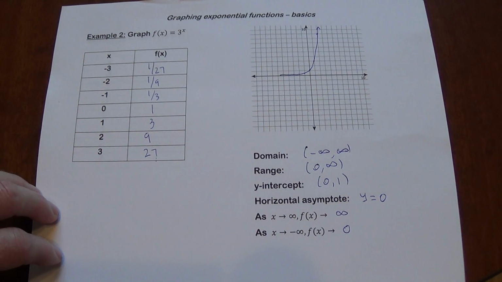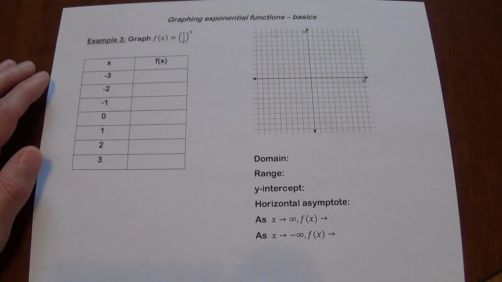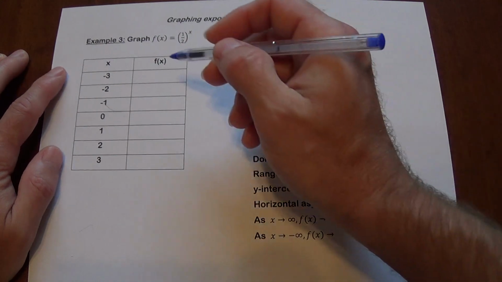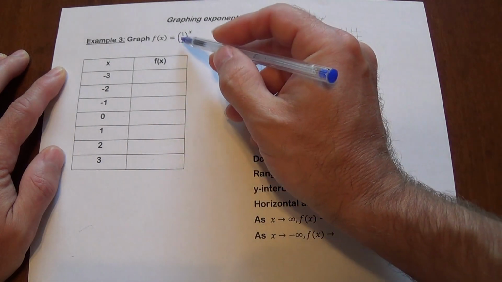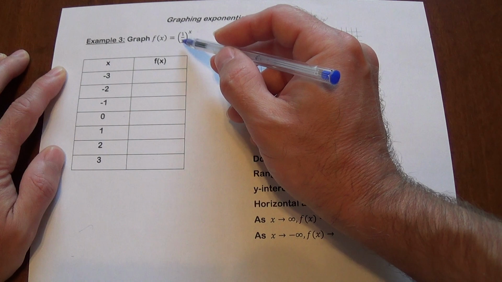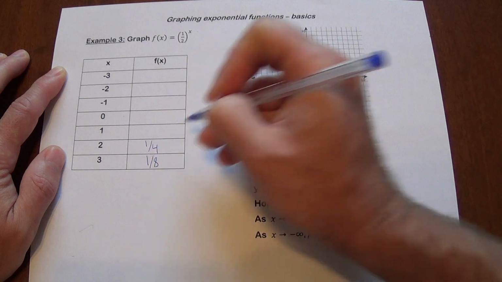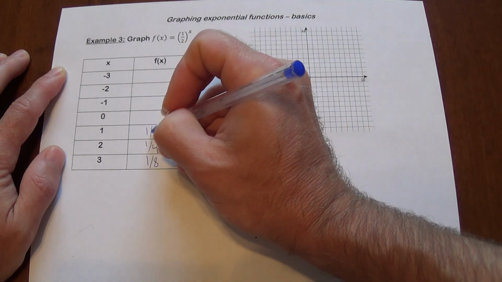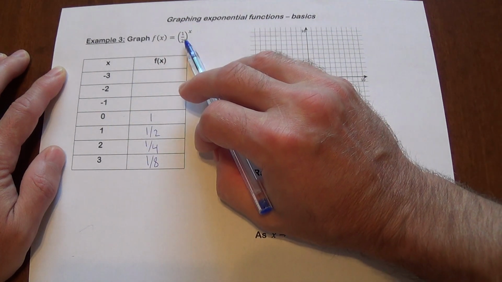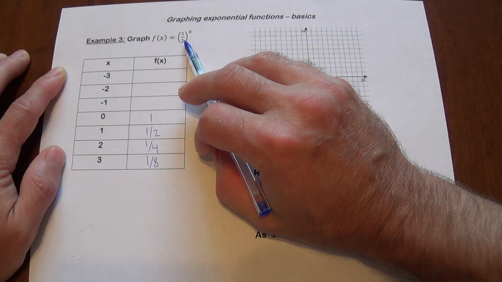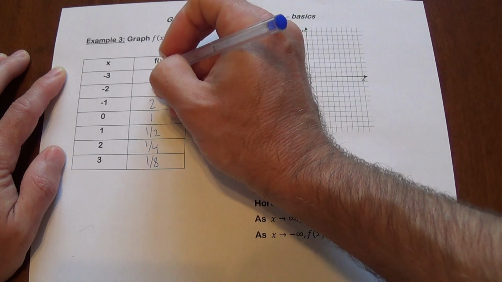I have one more example. f of x equals 1/2 to the power x. So here, let's start with positive exponents. When you do 3, it's 1/2 to the third power, which is 1/2 times 1/2 times 1/2, that's 1/8. 2 will give you 1/4. 1 will give you 1/2. 0 will give you 1. Negative 1: now you start reciprocating. 1/2 to the power of negative 1 is actually 2 to the first power, which is 2. And this will give you 4, and this will give you 8.